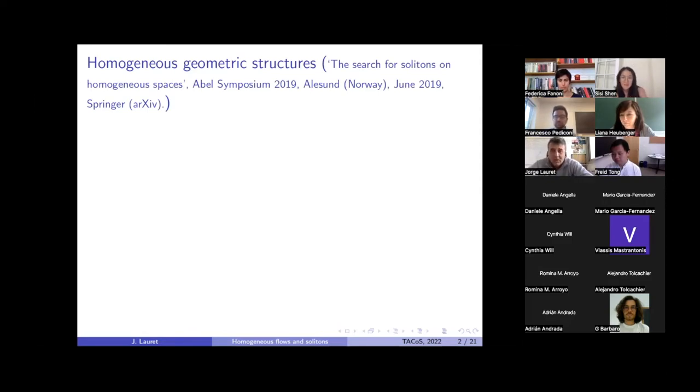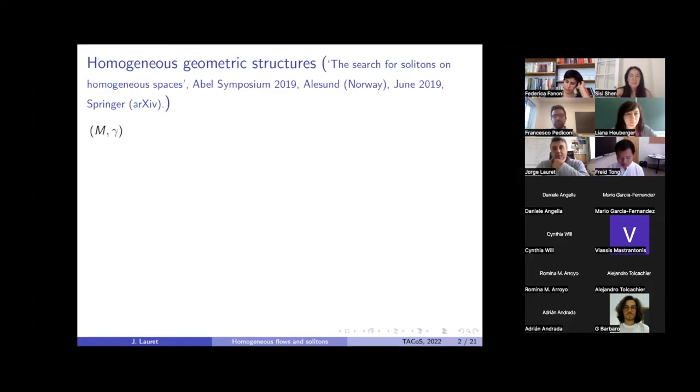This is intended to be an introductory talk on homogeneous flows. It will be based on this paper here. Can you see this? Yes. Okay. This paper is in a book, but you can find it on arXiv too. It's a kind of survey with just a few original results.